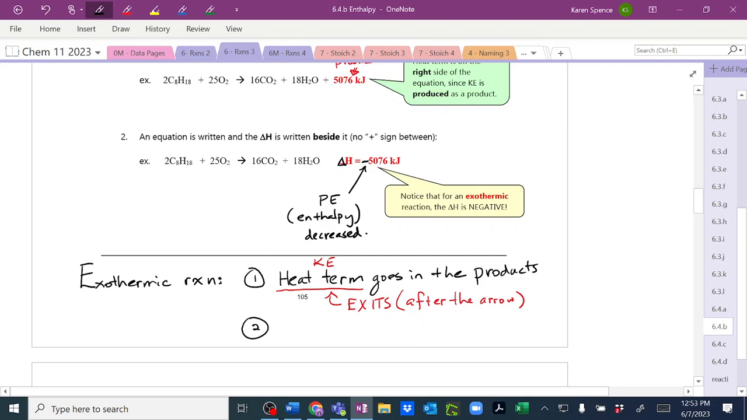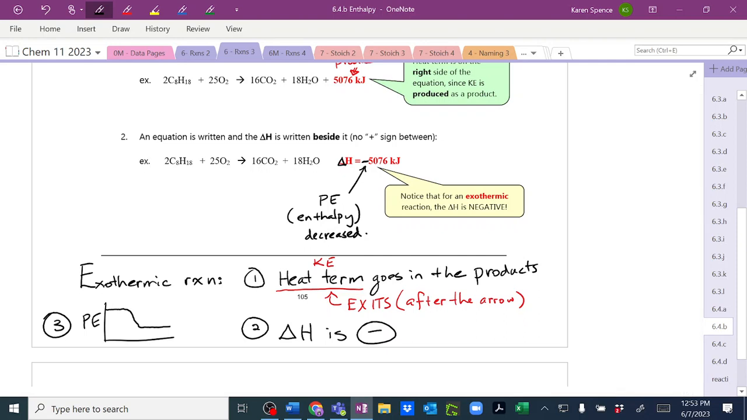Second thing is the change in enthalpy, delta H. Is that positive or negative? Negative. And then the third thing is, if we have our potential energy diagram, which way does the graph go? It goes down. So those are the three things you should know about exothermic reactions. The heat term goes in the products, delta H is negative, and the graph goes down.